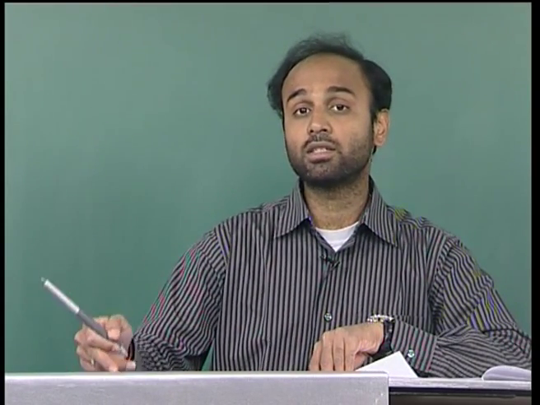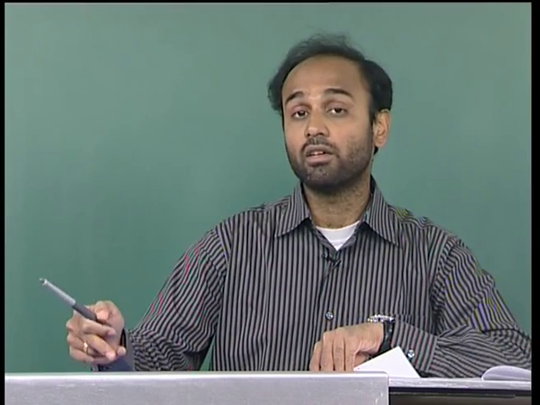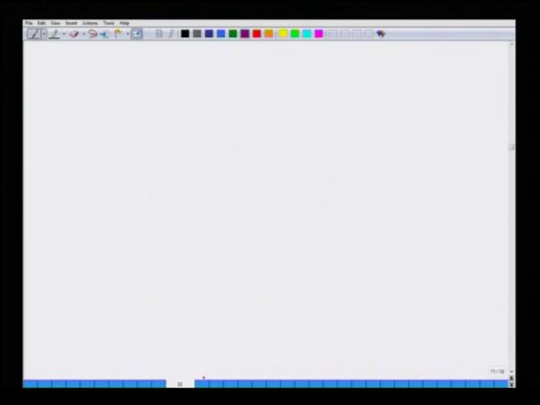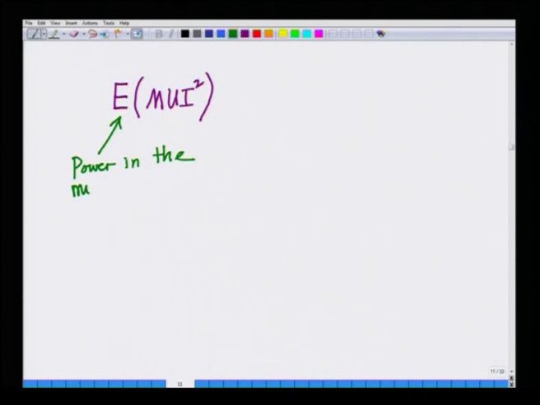What is more interesting is the power of this component, or the variance of this component, that will give us the power of the interference. So, if I look at expected MUI square, which is nothing but the power in the multi-user interference.